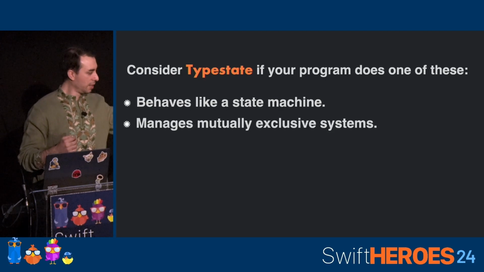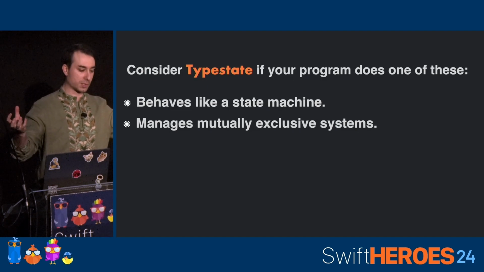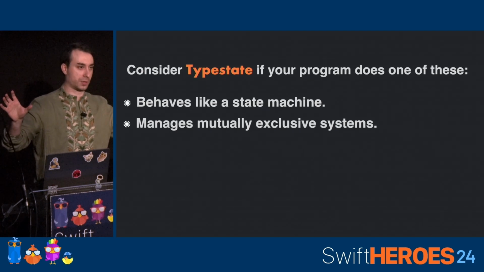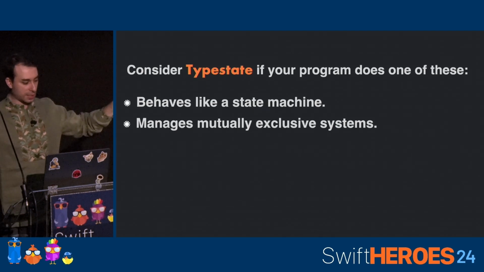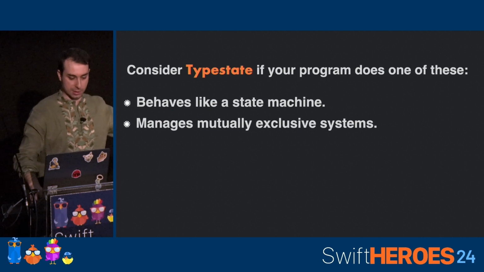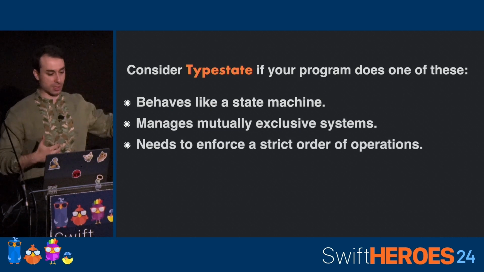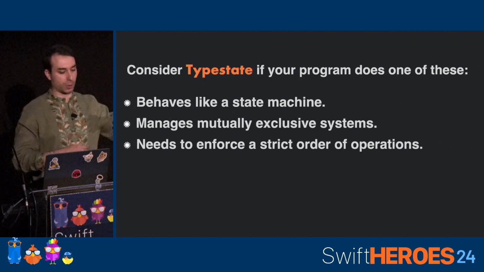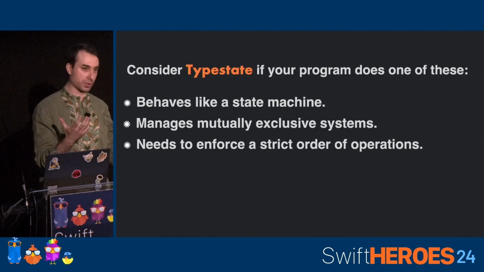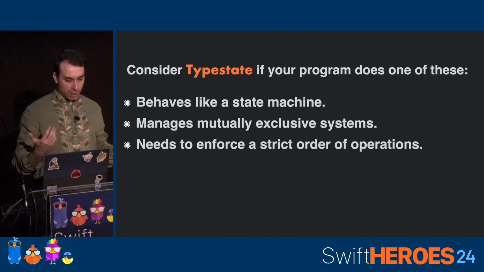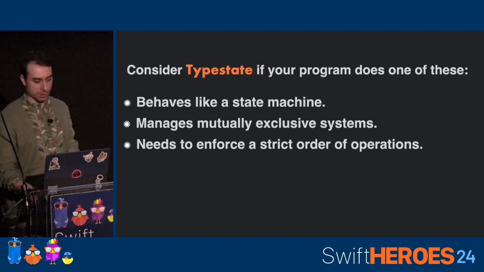The second, when you have mutually exclusive systems. So in our case, we had engine system and infotainment systems, which we really want to keep separated, right? So this type state allows us to achieve this really nicely. The next thing is perhaps you want to enforce a strict order of operations. Remember when we showed the example where the file must be opened first before you can read it. So if you have such use cases, type state is your friend.